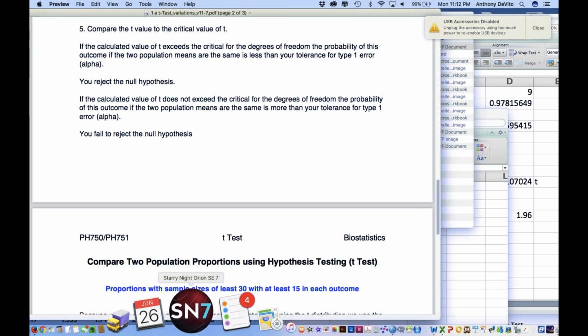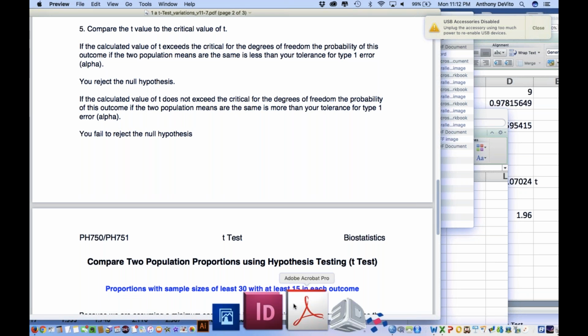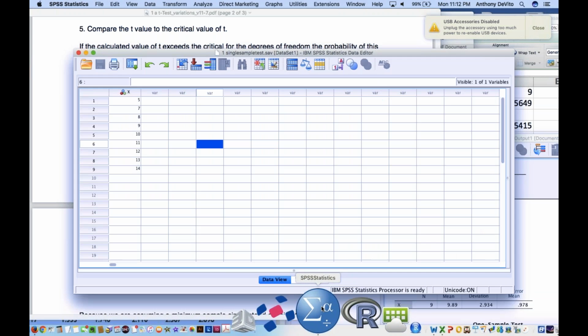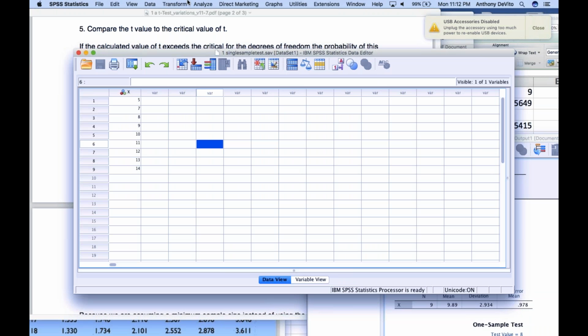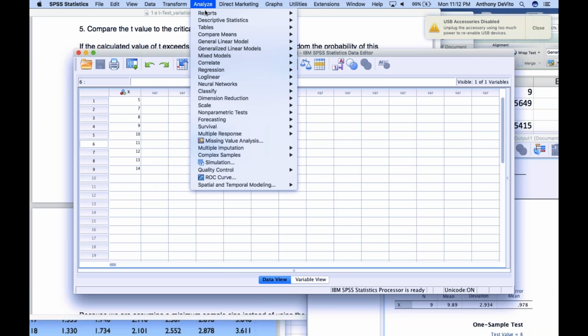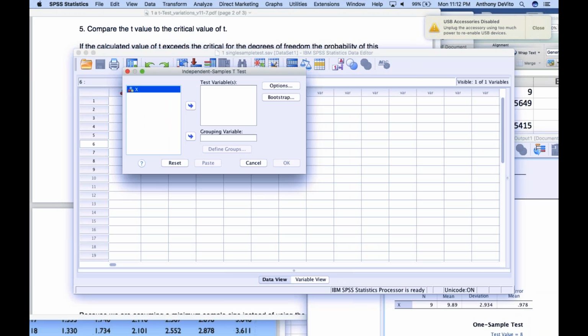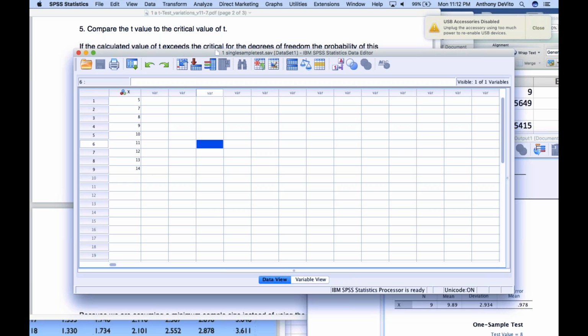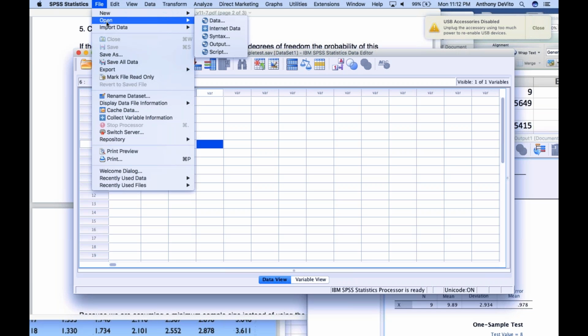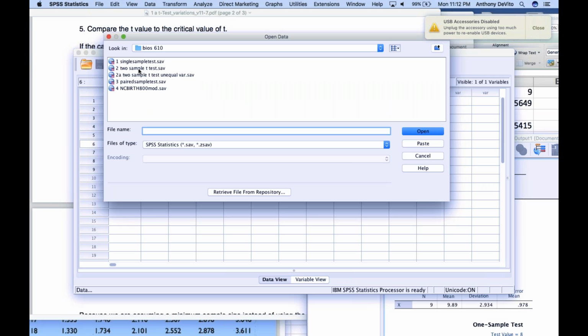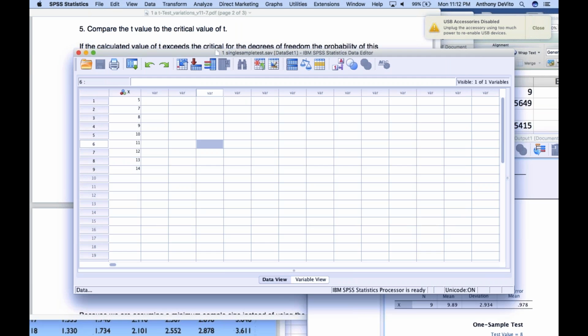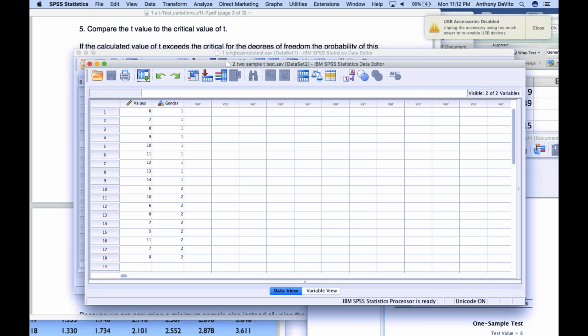So let me just go to SPSS and show you a two-sample t-test. Analyze, compare means, independent samples t-test. Okay, I have to open a new file. New, open data, and here we go. Two-sample t-test. Okay, and here's our two groups.